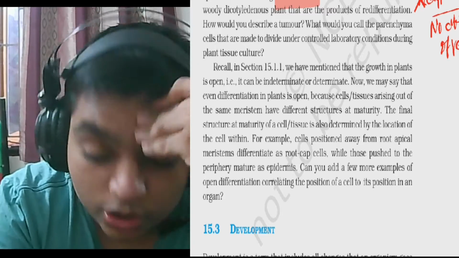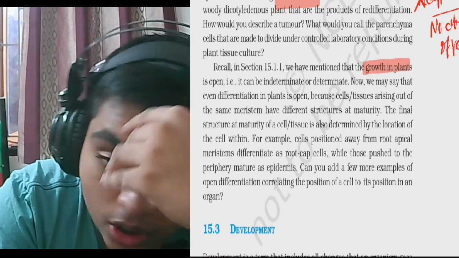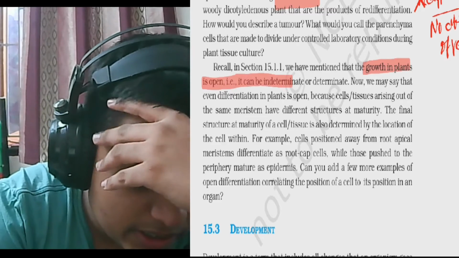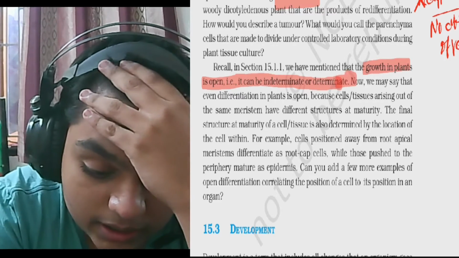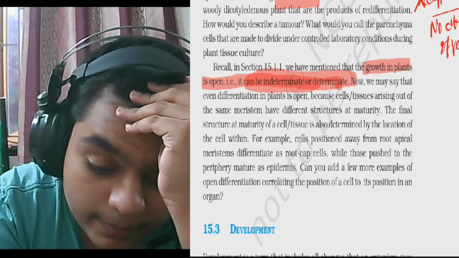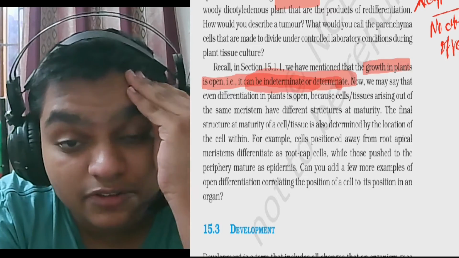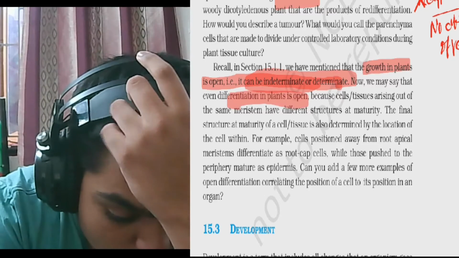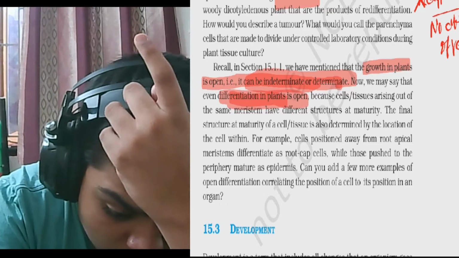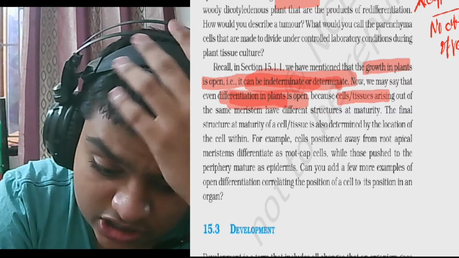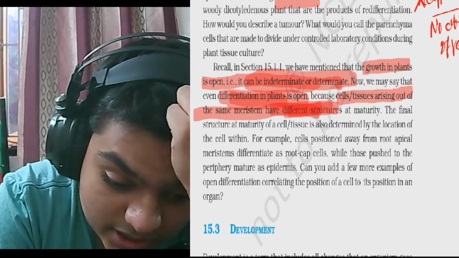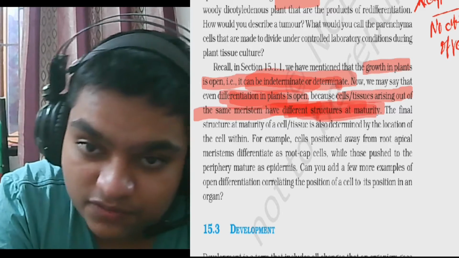Now, NCERT has told us that growth in plants is open, that it can be indeterminate. But can we say differentiation is also open? Yes, differentiation in plants is also open, because the cells or tissues arising out of the same meristem have different structures at maturity. What is differentiation?